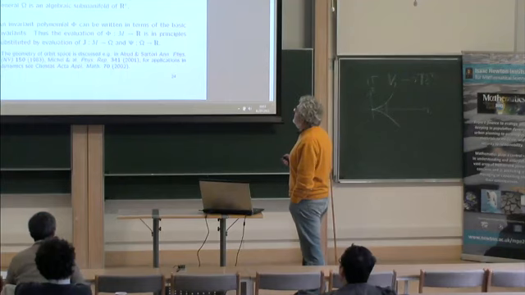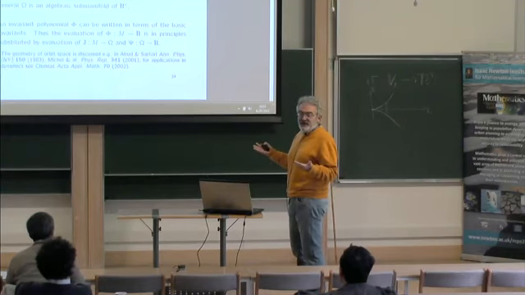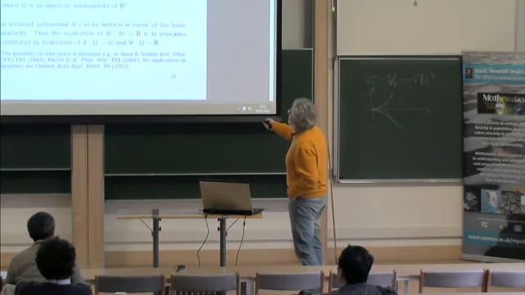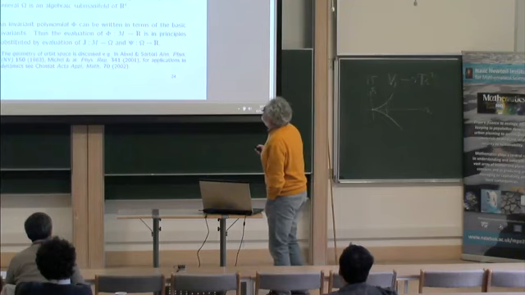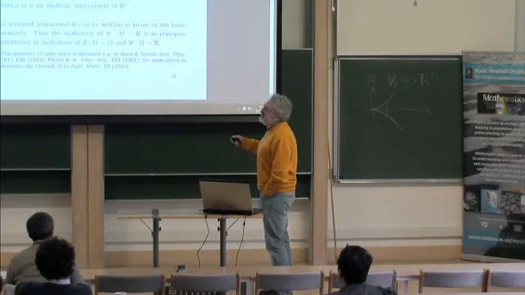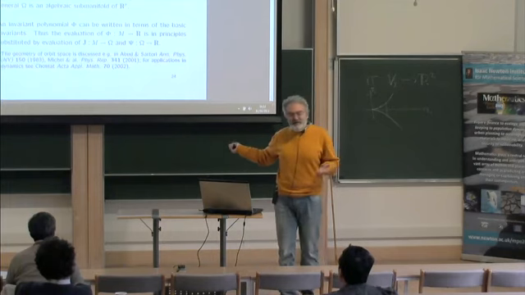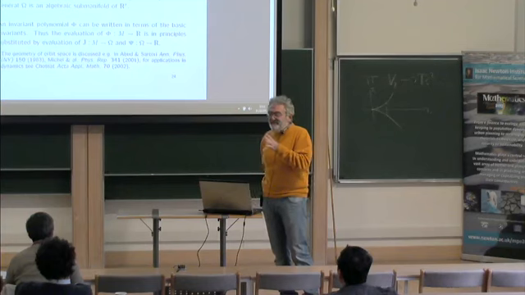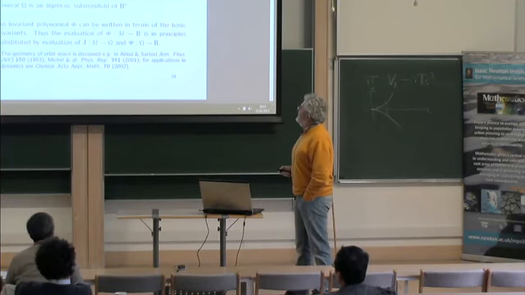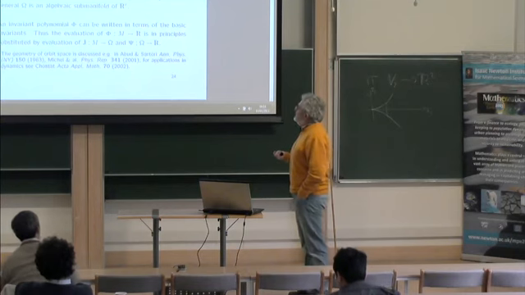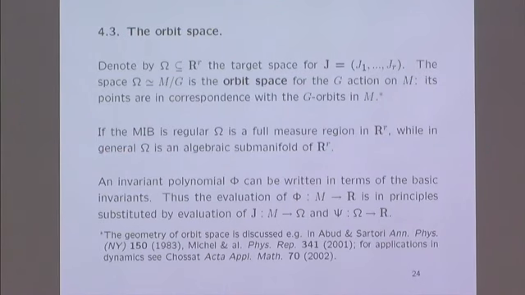If the basis is regular, this orbit space is a region of full measure in R, sorry, it was not a good choice of symbol, while in general this is just an algebraic set, it's not even a submanifold, it's a stratified set, but of smaller dimension. But the important thing, anyway, is that an invariant polynomial I can write in terms of the basic invariants. So instead of evaluating a function from M to R, I can do that in two steps. I can evaluate the basic polynomials, and then I evaluate the polynomial of the polynomials.